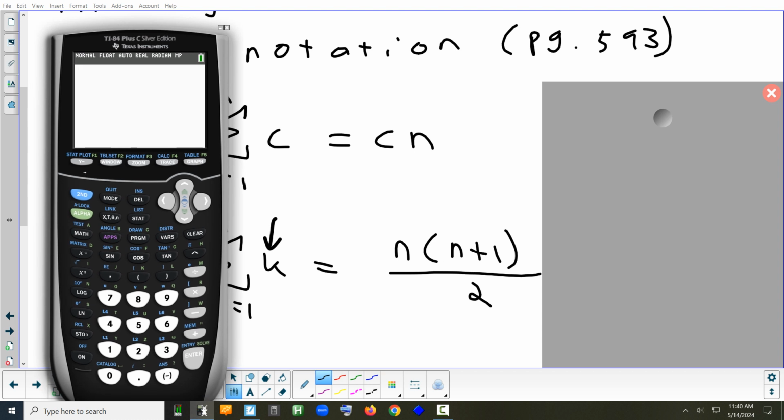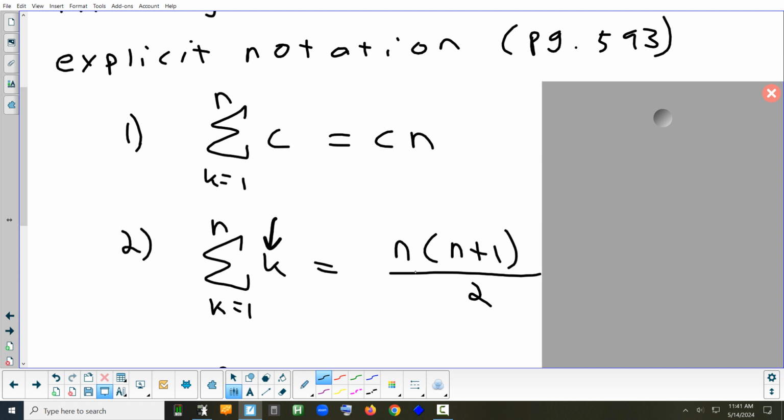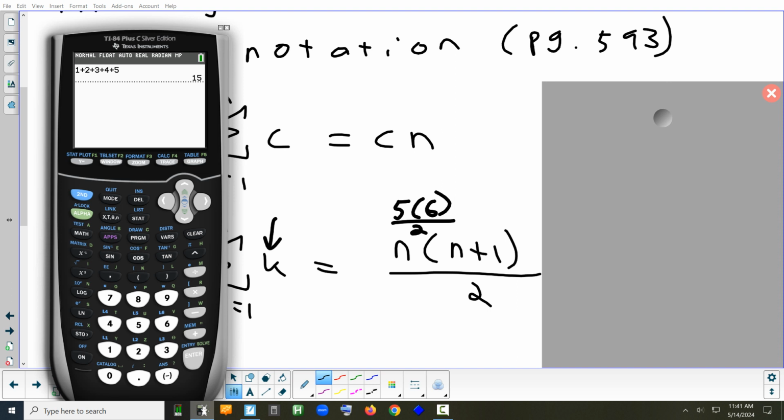So let's pick a number of integers we want to add up. The first, how many? 5. First 5. So 1 plus 2 plus 3 plus 4 plus 5 adds up to 15. Let's plug in 5 here and see what we get. If you plug in 5, you're going to have 5 times, what's 5 plus 1? 6, over 2. What's 5 times 6 divided by 2? 15, and that's exactly what the first 5 integers added up to.